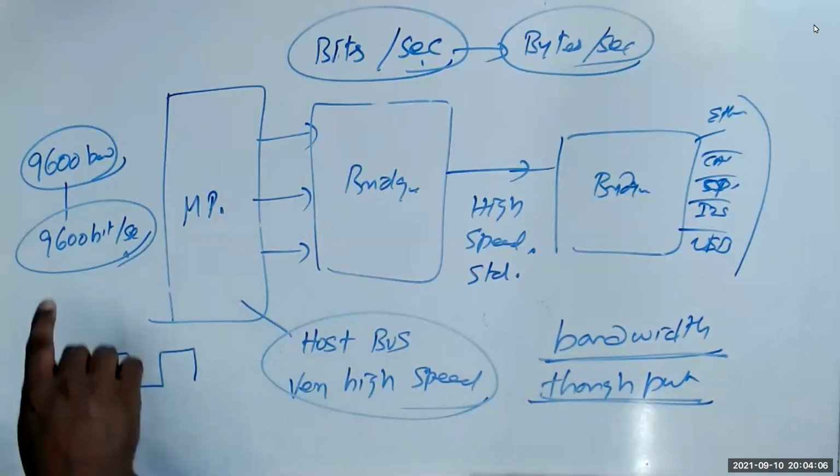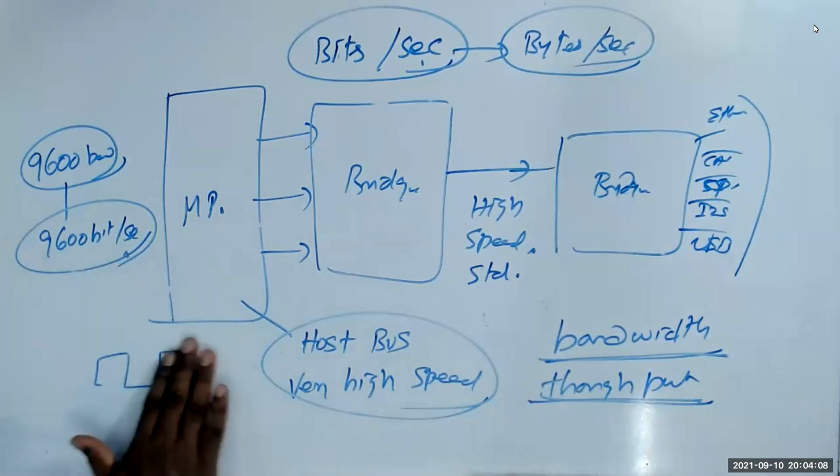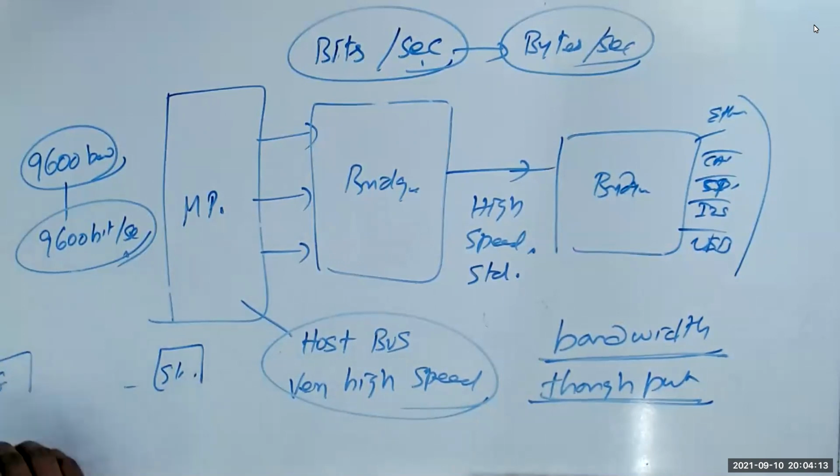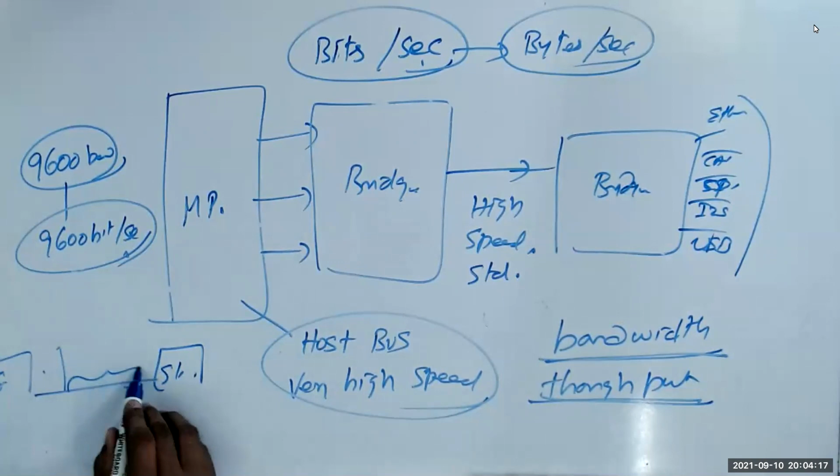For example, if you put 9,600 bits, one bit will be wasted by the start bit, and one will be wasted by the stop bit. You transmit only 8 bits. One will be the parity. So you have only 7 bits you send. That's the only thing.